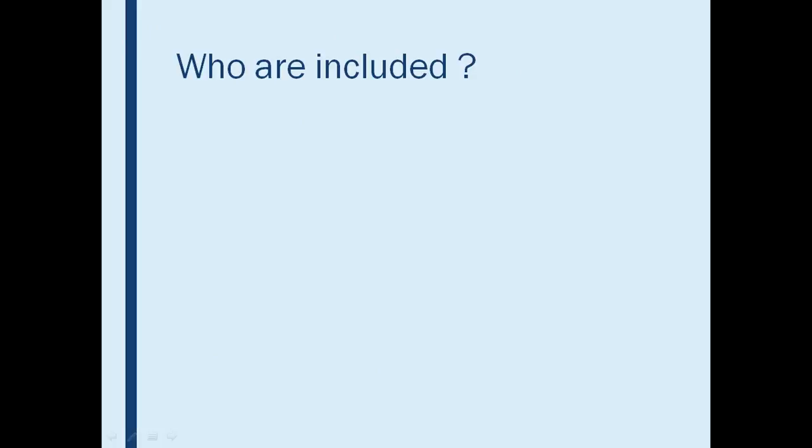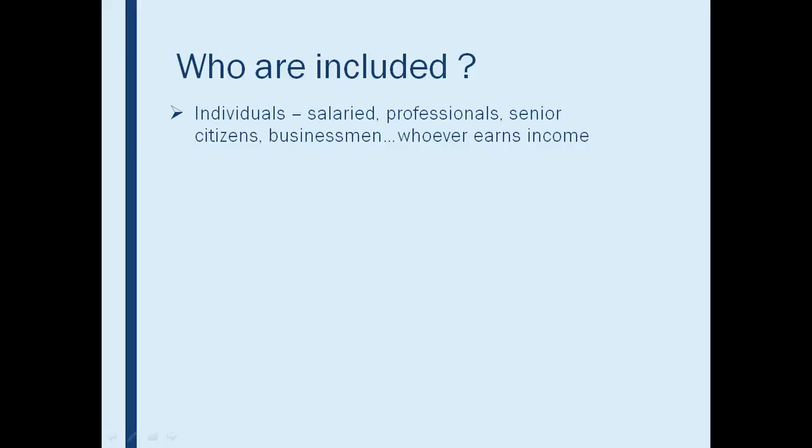Now, who are included in the income tax? So broadly, what are the categories of taxpayers? So broadly, there are these various categories, like individuals. Individuals is a very common understanding. It means a natural human being, salaried professionals, all the senior citizens, businessmen, whoever earns income will be captured under individuals. So for example, even a child artist who earns income from advertisement or acting, his income is also included in the income tax act.